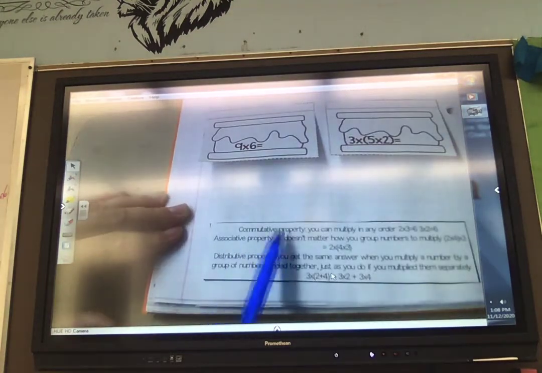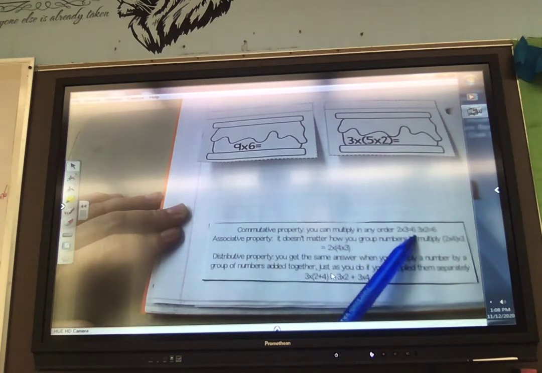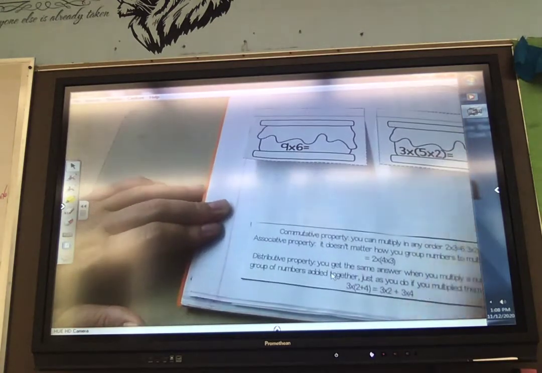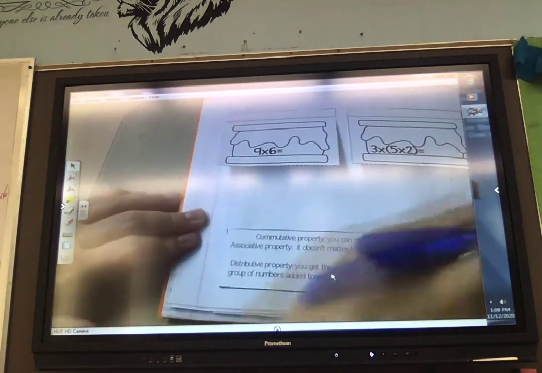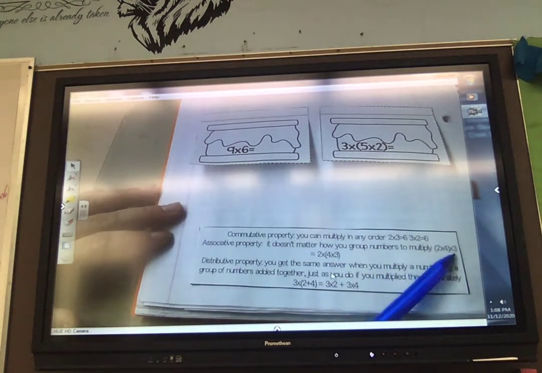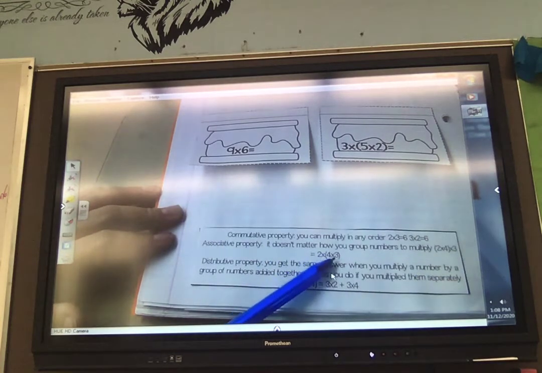It says commutative property. You can multiply in any order, like 2 times 3 is 6, or 3 times 2 is 6. Associative property says it doesn't matter how you group numbers to multiply. For example, we can group 2 and 4 together first and then times 3, or we can group 4 and 3 together first and then times 2.